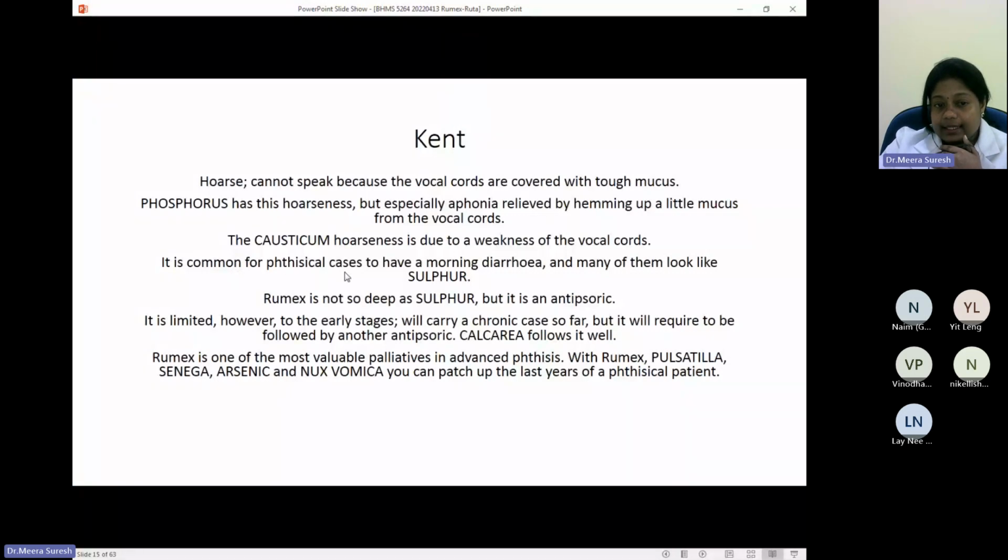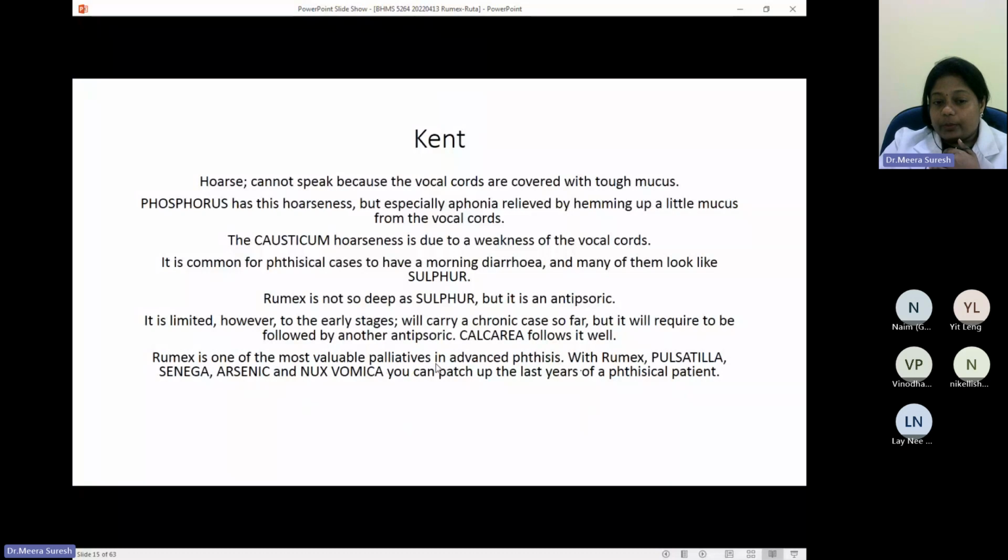It is common for phthisical or tuberculosis cases to have a morning diarrhea, and many of them look like Sulphur. So even Rumex and Sulphur, as we discussed earlier, have respiratory complaints with early morning diarrhea. Rumex is also indicated for the same condition, but it is not as deep as Sulphur, though it is also an antipsoric. The use of Rumex is, however, limited to the early stages. In a chronic condition, we need to follow it up with another antipsoric, and Calcarea often follows very well.